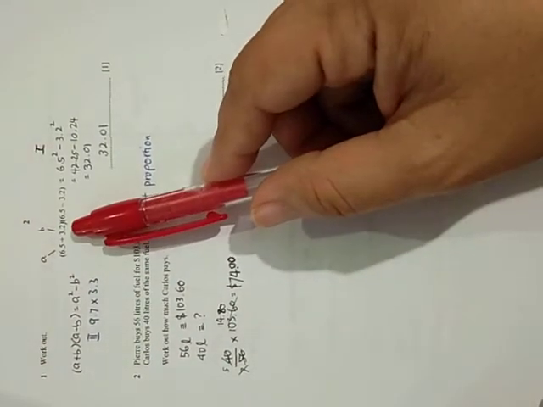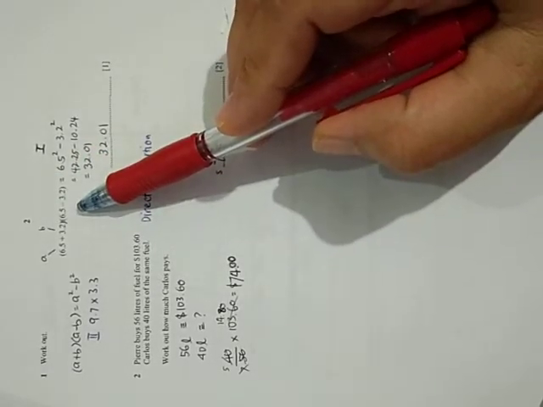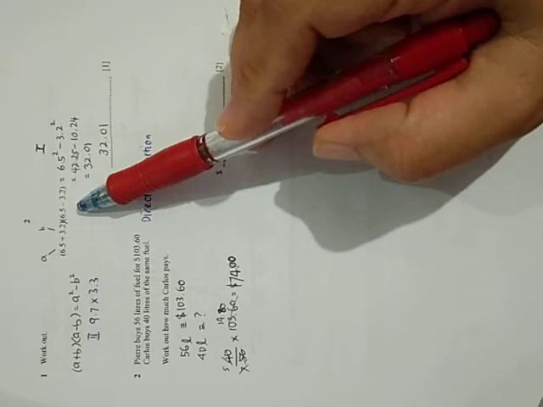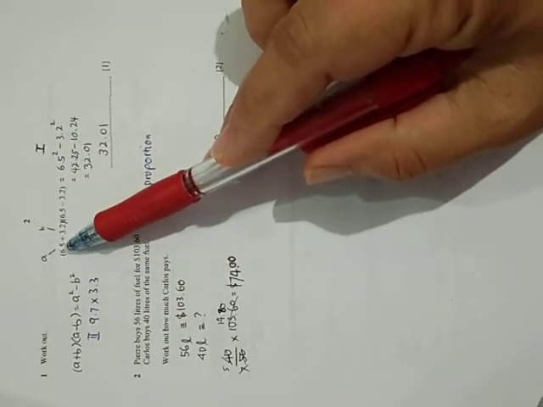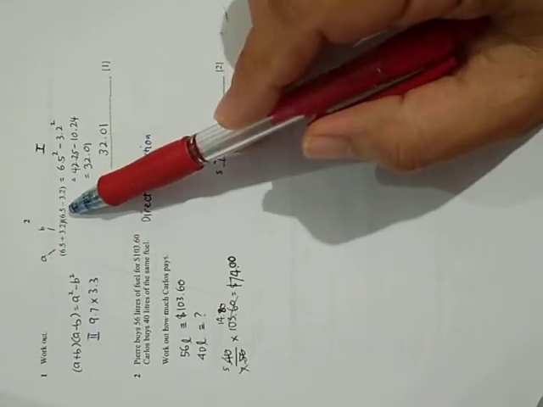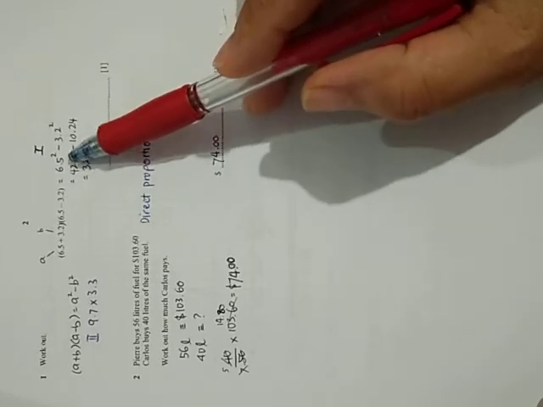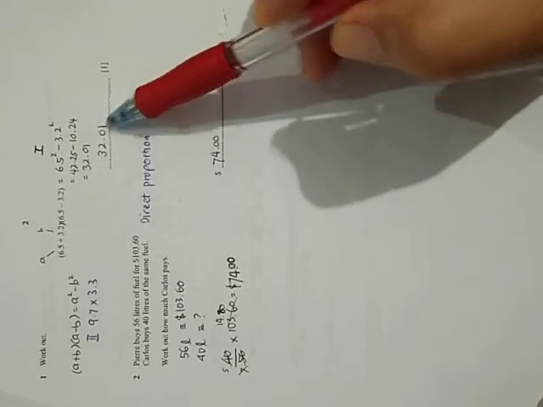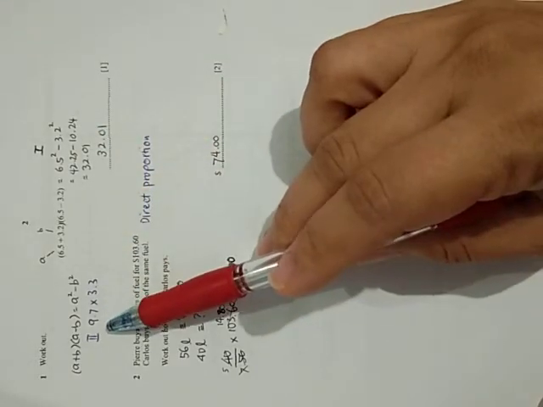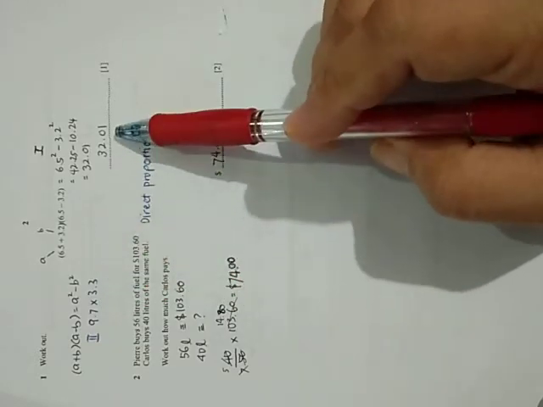Question 1. Work out (6.5 + 3.2)(6.5 − 3.2). There are a few ways of doing this. First method, I know that this is actually a² − b². So I'll just do this, and when I work it out, it's 6.5² − 3.2², and you get 32.01. Or you can use another method, which is 9.7 times 3.3. Either way, you get the same answer.